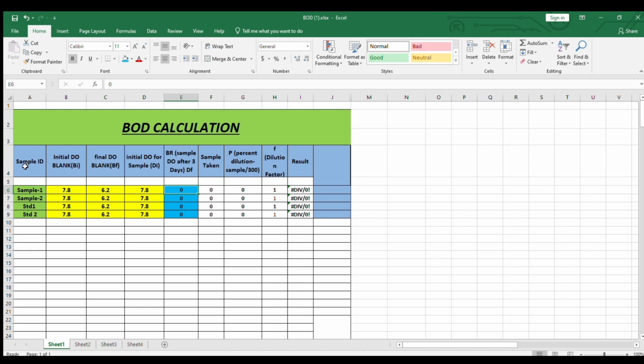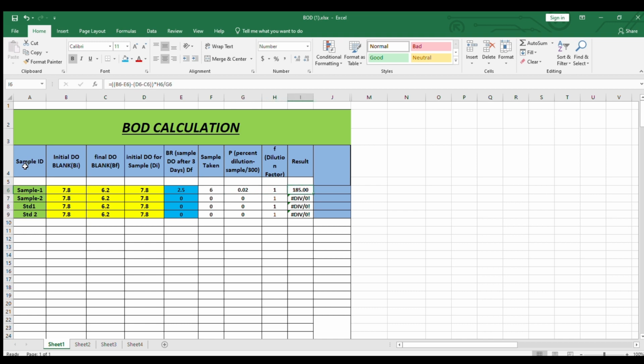After 3 days of incubation, whatever dissolved oxygen is remaining in the bottle and whatever reading we get in titration, we have to put that value in this column, and we will directly have results in the results column. For sample 1 the reading was 2.5 ml. So dissolved oxygen was 2.5 milligram per liter remaining in the bottle, and sample taken was 6 ml. So it will automatically give us a result.